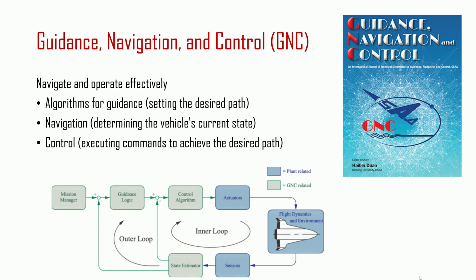Guidance, navigation, and control, GNC. Guidance, navigation, and control focuses on the systems that enable vehicles, particularly autonomous ones, to navigate and operate effectively. It covers the design and implementation of algorithms for guidance, setting the desired path, navigation, determining the vehicle's current state, and control, executing commands to achieve the desired path.